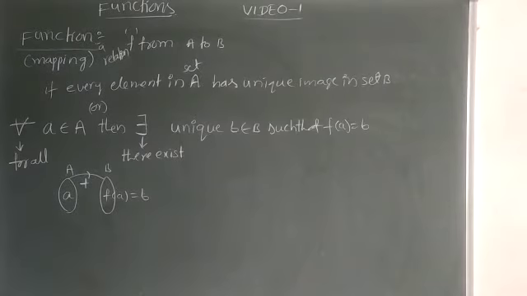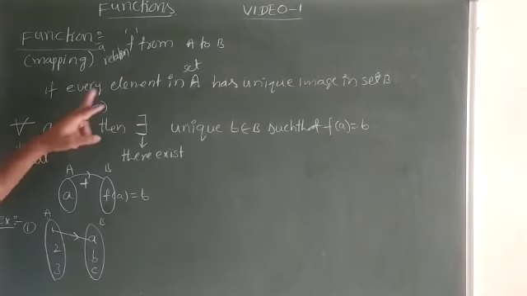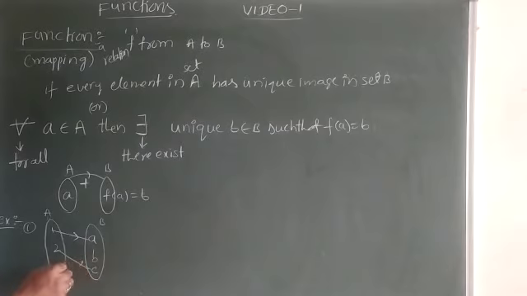Now see some examples. Example 1. A: 1, 2, 3. B: a, b, c. Every element in set A has a unique image in set B. Every element unique image undali. Every element in set A has a unique image in set B, hai kada? So this is clearly a function.